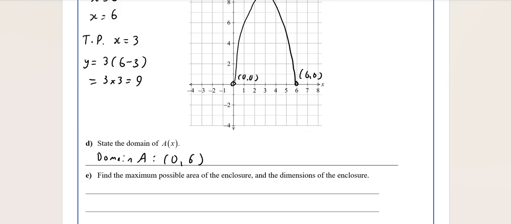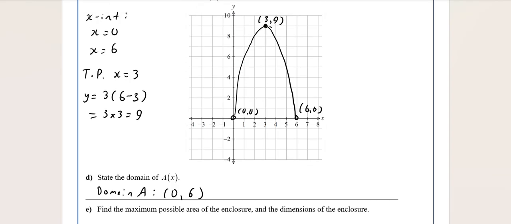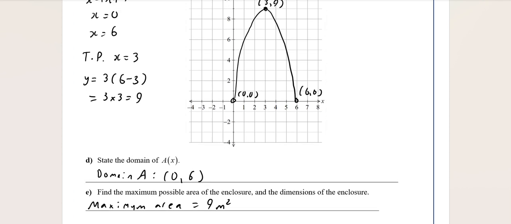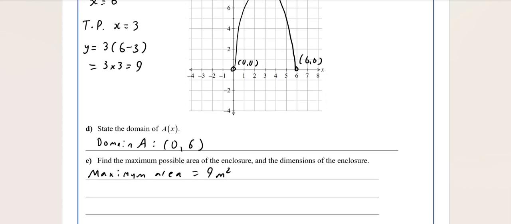Now, for the final question, you're asked to find the maximum possible area of the enclosure and the dimensions of the enclosure. That should be pretty easy. We know the maximum area is going to peak at 9. So 9 is going to be the maximum area that my enclosure can have. I can just write out maximum area is 9 square meters. I know that that's going to be the case when x is equal to 3.